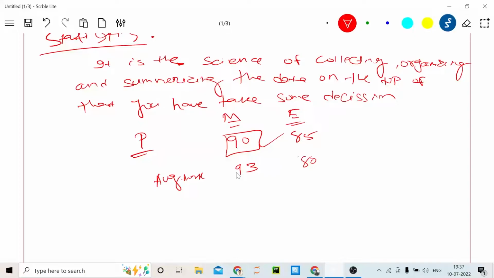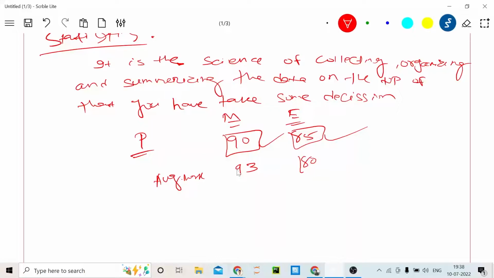You may tell me that in English he did well, because statistics is nothing but analyzing, organizing or summarizing data. On top of that, you have to take some decision, and before analyzing, summarizing or organizing the data, you cannot take any decision. That means you have to analyze all the possible data to take some decision. When I tell you the average mark, your answer changes. That means until and unless you organize, summarize and analyze your data, you cannot take any decision.